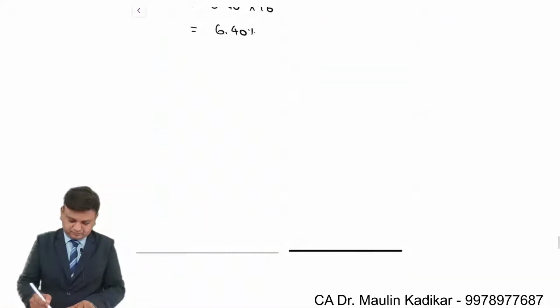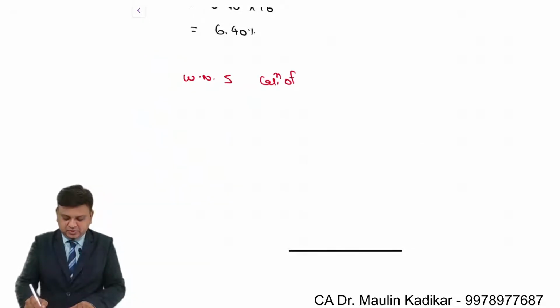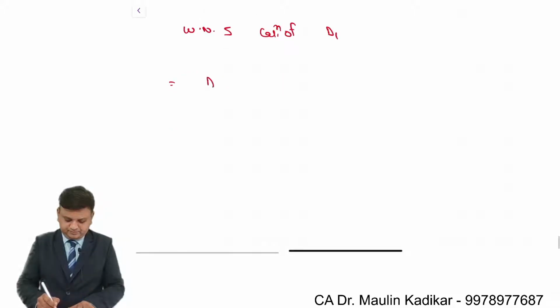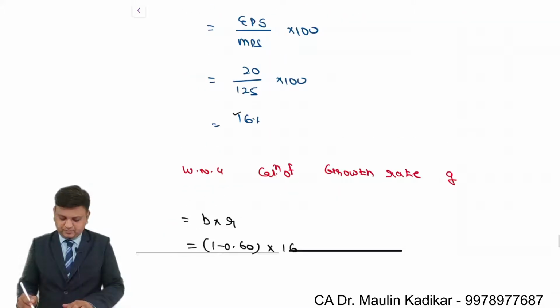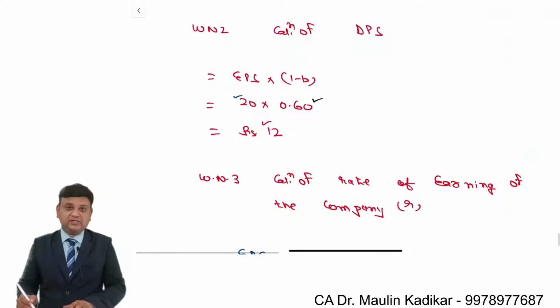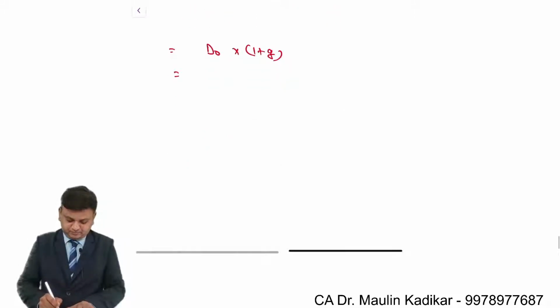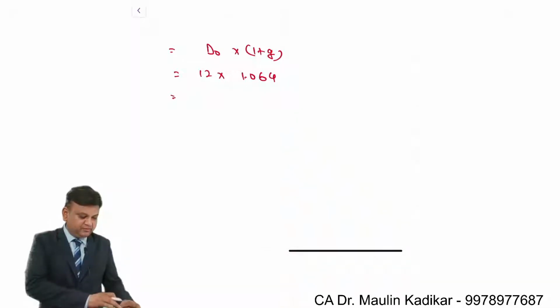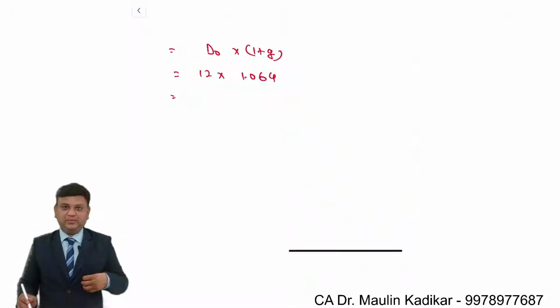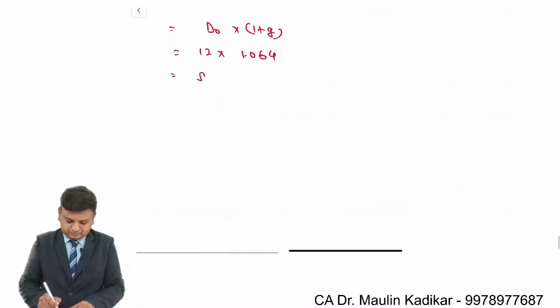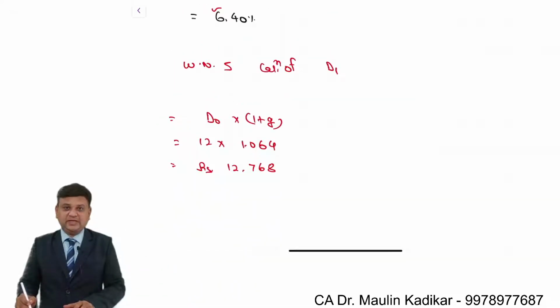Next, working note number 5. Calculation of D1. It is D0 into 1 plus G. The amount of the dividend that we have found is 12 rupees and the growth rate is 6.4%. So 12 into 1.064. So 12.768. That is the way the D1 is calculated.